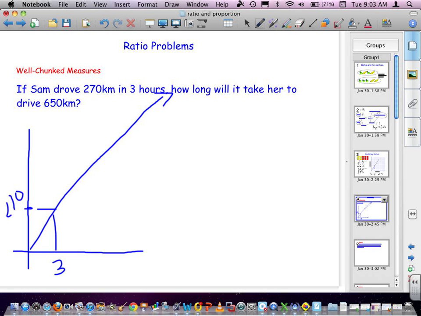Well, your distance depends on time, right? The distance I could travel depends on time. Your dependent axis is always the y, and your independent variable is time. Time isn't dependent on anything.